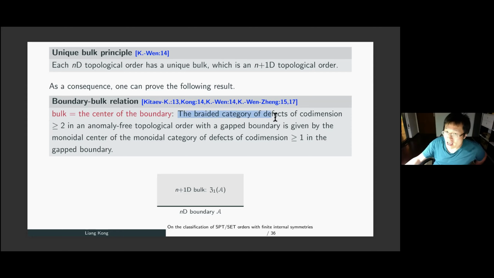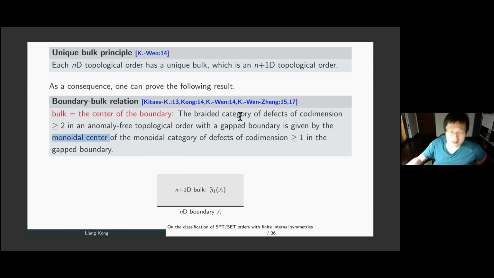It turned out that the braided category of defects of codimension 2 in the anomaly-free topological order with a gapped boundary... Remember that for codimension 2 defects, you can always braid. For codimension 1 you cannot braid. If the topological order has a gapped boundary, the gapped boundary can have a monoidal category of defects of codimension 1. The boundary has defects on the boundary, and they form a monoidal category. Now you take the monoidal center of it, then you recover those codimension 2 defects in the bulk.